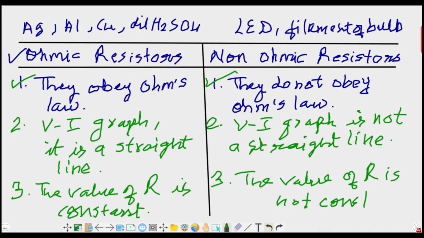Any 2 points you have to write. So what 3 points have I written? First one, they obey Ohm's law. They do not obey Ohm's law. VI graph, it is a straight line. VI graph is not a straight line. The value of R is constant. The value of R is not constant.